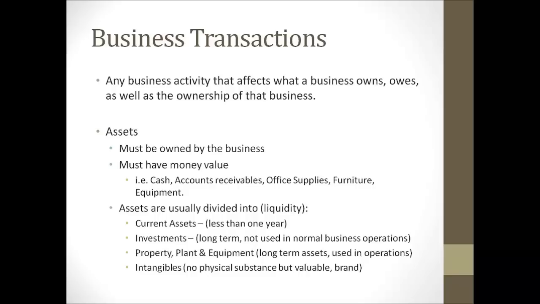Assets are usually divided into 4 different categories, and these categories can also give the person seeing the accounting books an idea of how liquid or not these assets are. Current assets are the most liquid assets, which means that you could turn them into cash fairly quickly, or they are already cash. So current assets you could turn into cash in less than 1 year.